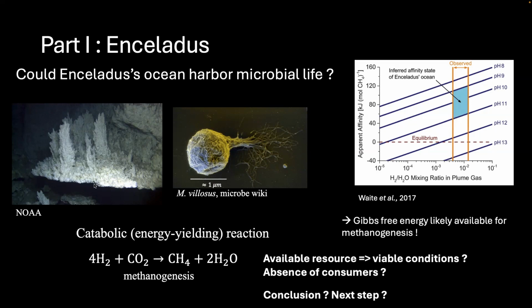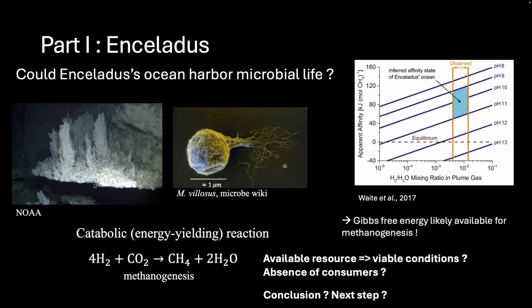And the same paper that was analyzing CINI data for these volatiles, they tried to infer or calculate the value of the Gibbs free energy of this reaction in Enceladus' ocean. They predicted that the affinity, or the negative Gibbs free energy, was positive, meaning that the reaction could yield some energy.